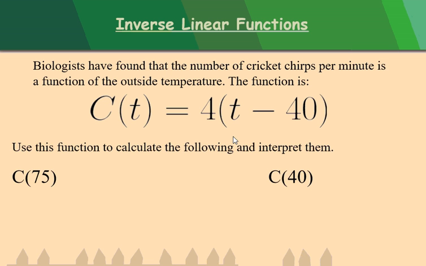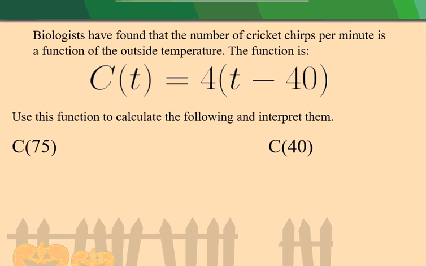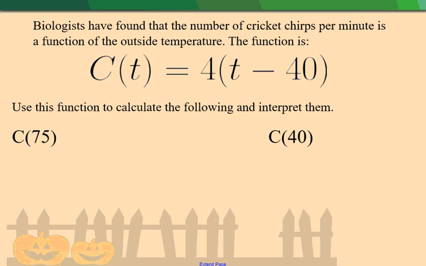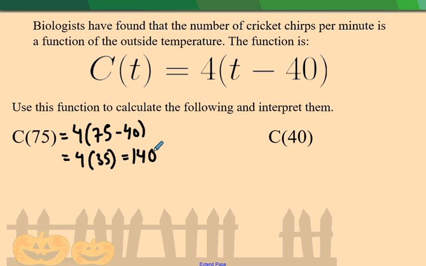We're going to use this function just to first calculate the following and interpret what they mean to get some background. So the first one asks me, what is C of 75? Meaning I need to put 75 in for T, which is the temperature. So if I put 75 in for T, I'm going to get 4 times 75 minus 40, which is 4 times 35, which is equal to 140. What this means is when I put 75 in for T, C is equal to 140.